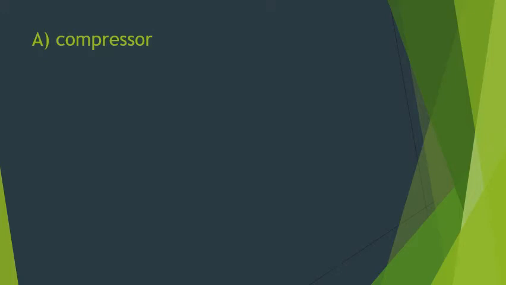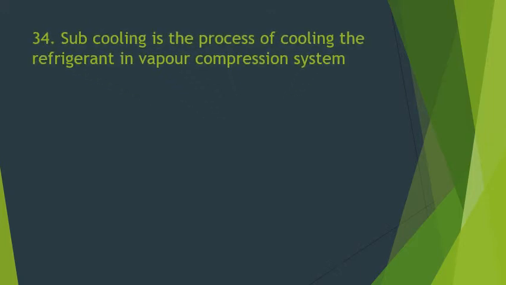During a refrigeration cycle, heat is rejected by the refrigerant in A. Compressor. B. Condenser. C. Evaporator. D. Expansion valve. Subcooling is the process of cooling the refrigerant in vapor compression system A. Before compression. B. After compression. C. Before throttling. D. After throttling.